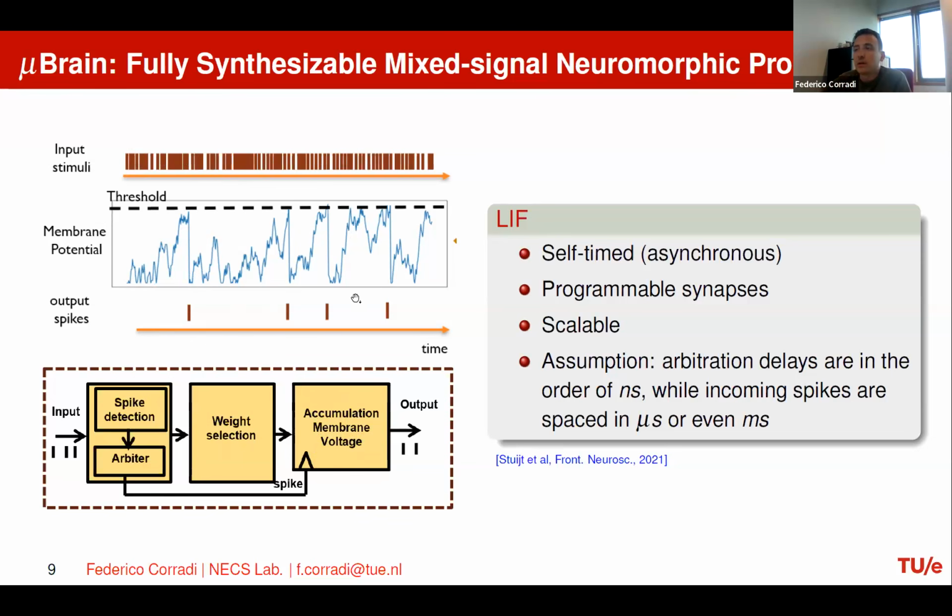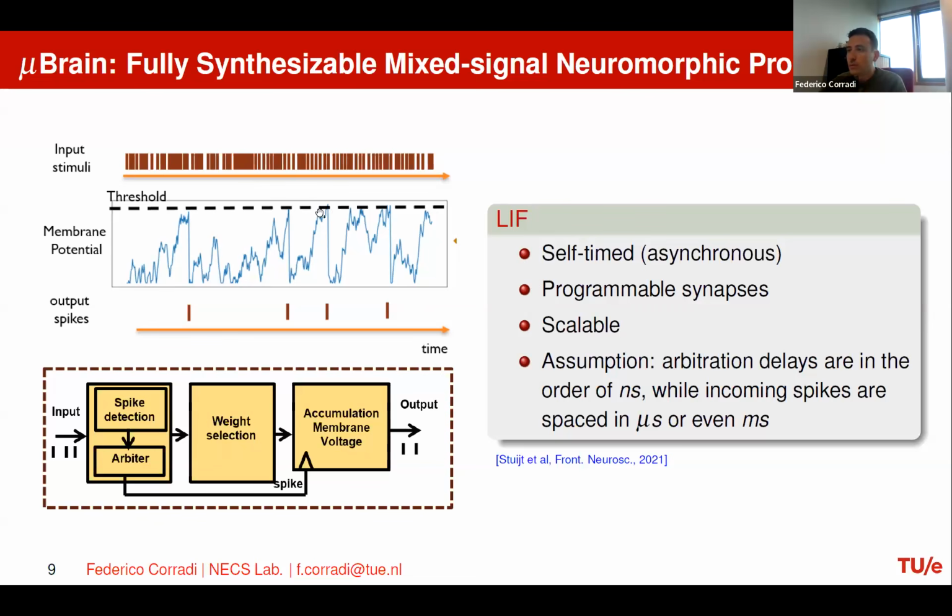The neuron, importantly, is self-timed. It is completely asynchronous, and it contains 3 main blocks. There is one block with an arbiter and a spike detection mechanism, we have a weight selection block, and then we have a membrane potential accumulation block. The spike detection and arbiter block takes care of detecting incoming spikes for the neuron, spacing them in time so that the accumulation block has enough time to perform all its operations. So selecting the weight, performing the accumulation and thresholding operation, right?